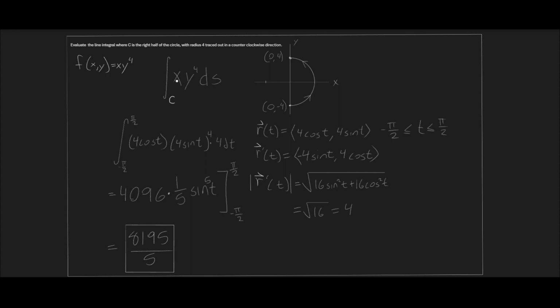So then we can transform this integral into this, where it says the integral from -π/2 to π/2 of 4 cosine of t times 4 sine of t to the power of 4 times 4 dt. And then when we solve the integral, we have to use u substitution, and we get this number here, 8,195 divided by 5. So that'll be the solution to this line integral and this problem right here.